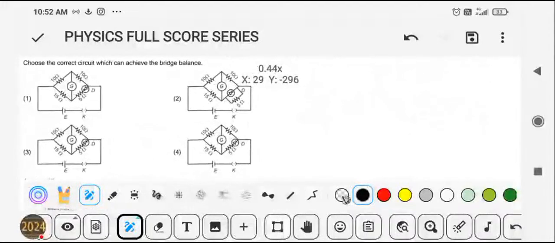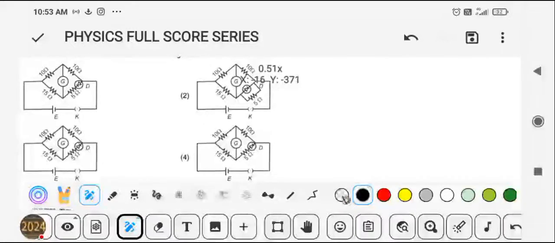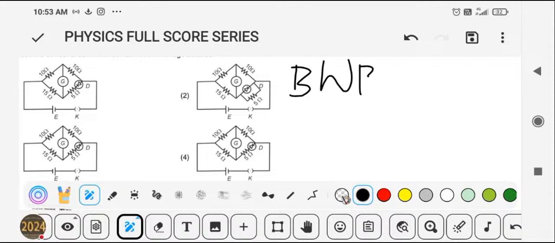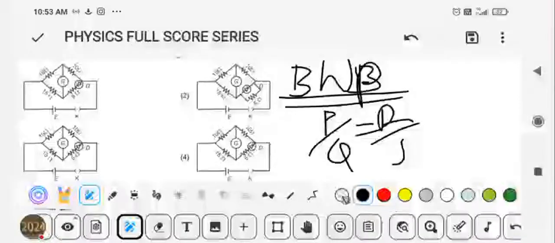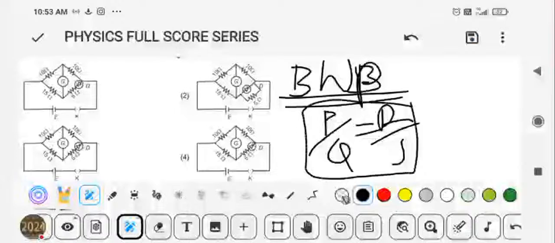Choose the correct circuit in which we achieve the balanced Wheatstone bridge. See, the balanced Wheatstone bridge, it's a compulsory question we'll be asked in the exam. Okay. How to do this? The balanced Wheatstone bridge formula is P by Q is equal to R by S. If this ratio is there, then the answer will be that particular option in which this ratio is happening. That is what we have to find here.